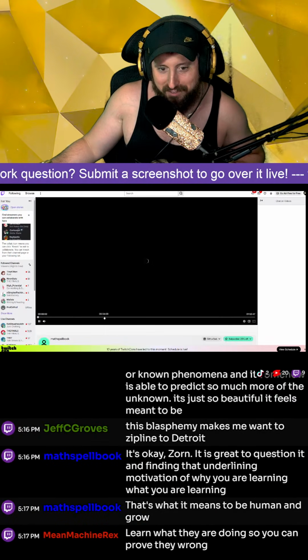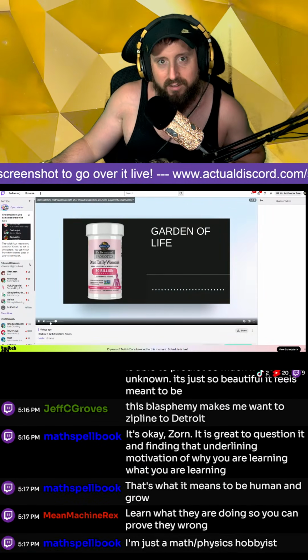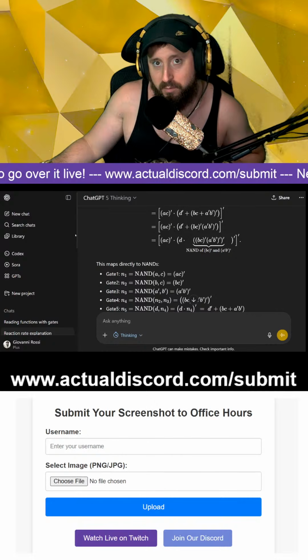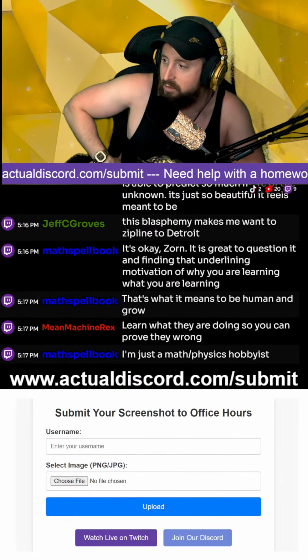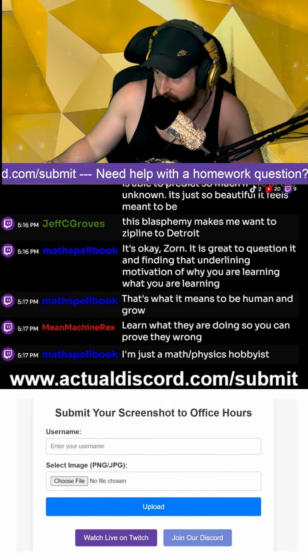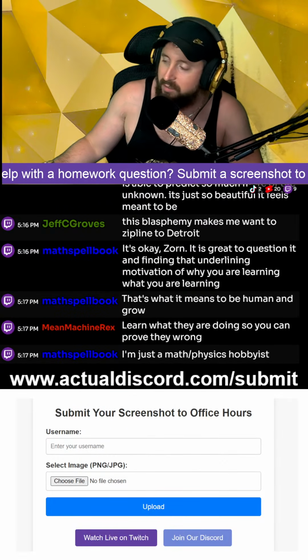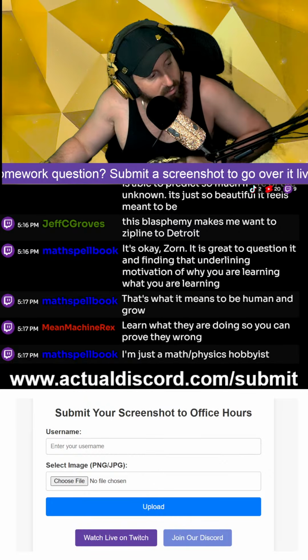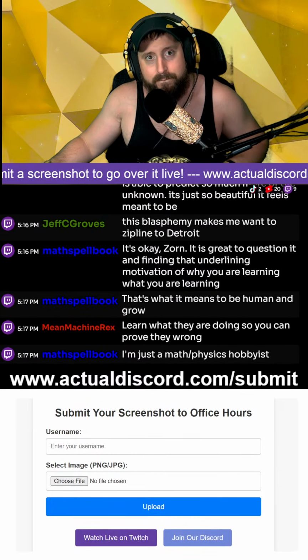Math spellbook does a lot of math, it looks like, which I agree. Oh, they say they're just a math and physics hobbyist. That's super cool. Honestly, some hobbyists do better than I do at this stuff because they have more passion for it. I like the research side. I like the education side of things. Yeah. All good.